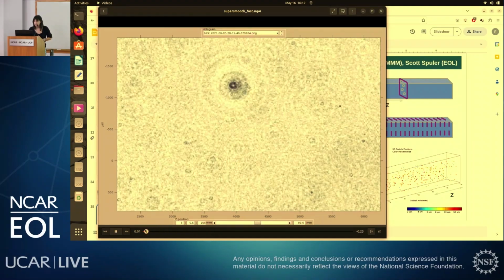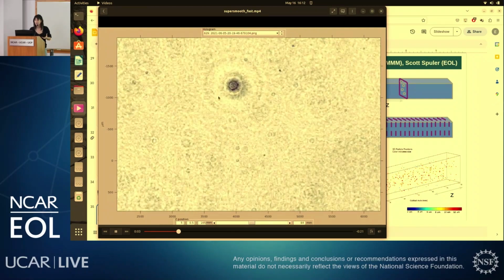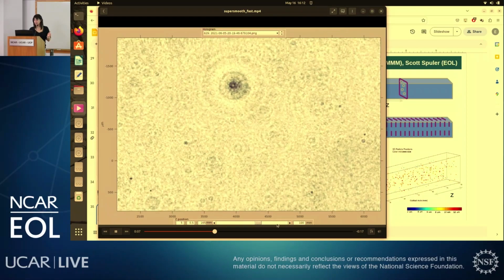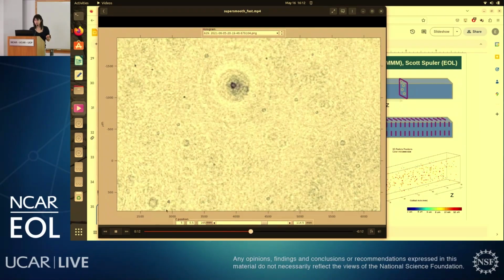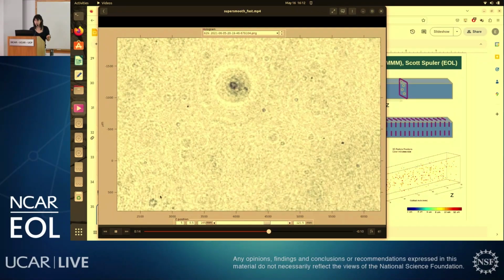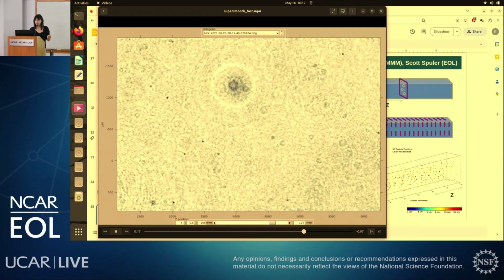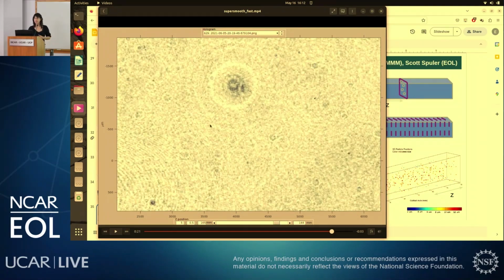So I'll start over. The big droplet comes into focus right about now. And then as we move along the Z-axis, you'll see different droplets come into focus. You can wait for this one. This one comes into focus near the end. And there it is. So that's sort of what the holograms look like.